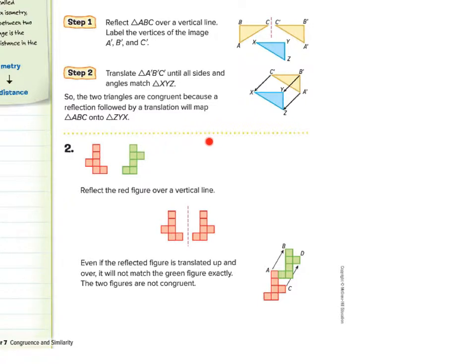Reflect the red figure over the vertical line, so we reflect it over, and we see that when we try to put them together, they're not going to match. Even if the reflected figure is translated up and over, it will not match the green figure exactly. The two figures are not congruent.